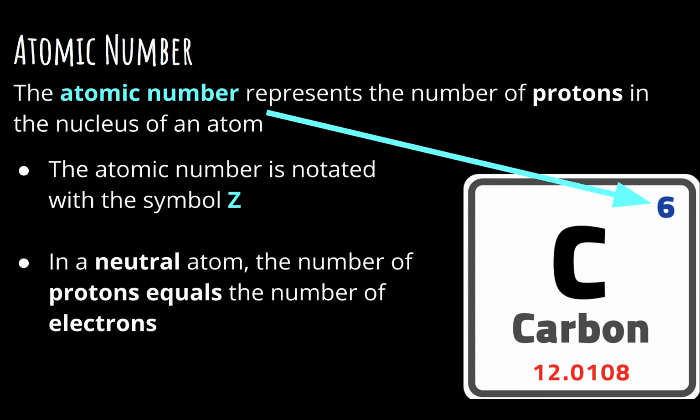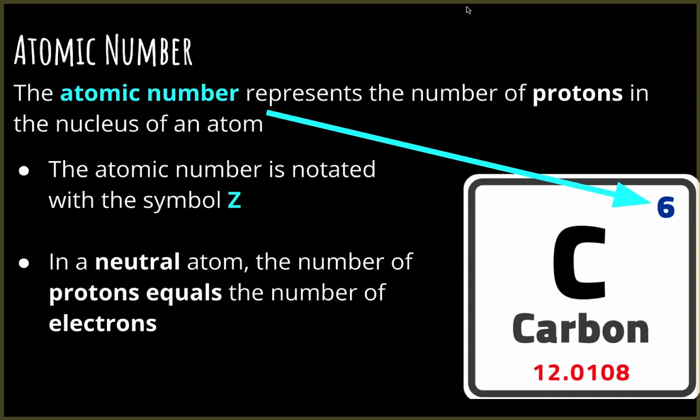The atomic number is notated with the symbol Z. So if you see Z equals a number, that means that's the atomic number. For example, this one that's on the screen right now, we would say Z equals 6. That tells me the atomic number. So when I go to the periodic table in the classroom and I look at the blue number, that tells me what the element is. And that also tells me that there are 6 protons and 6 electrons if it's a neutral atom.